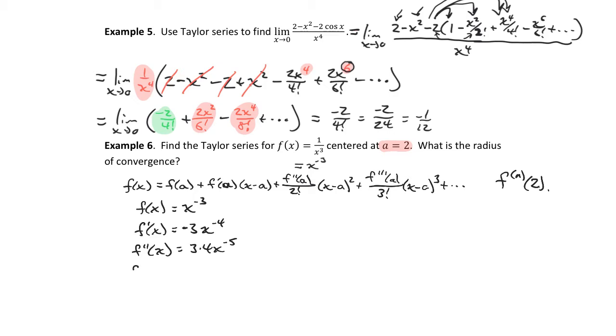When I take the third derivative at x, I end up with negative 3 times 4 times 5 x to the negative 6, and I'm starting to see the pattern. The fourth derivative, when I bring the negative 6 down, it becomes a positive 3 times 4 times 5 times 6, and then it's x to the negative 7th. A general formula for the nth derivative might look something like this.